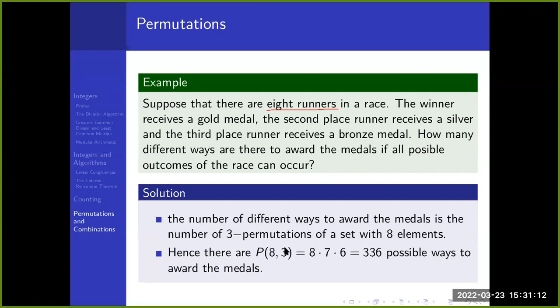Then you need to pick 3 to award the medals out of the 8. And they can win in different orders. So the order again is important. So since the order is important, the best way to count this is to count the number of r-permutations, 3-permutations of a set with 8 elements. And that turns out to be 8 times 7 times 6, according to our formula, which is 336. So I hope that is making sense.